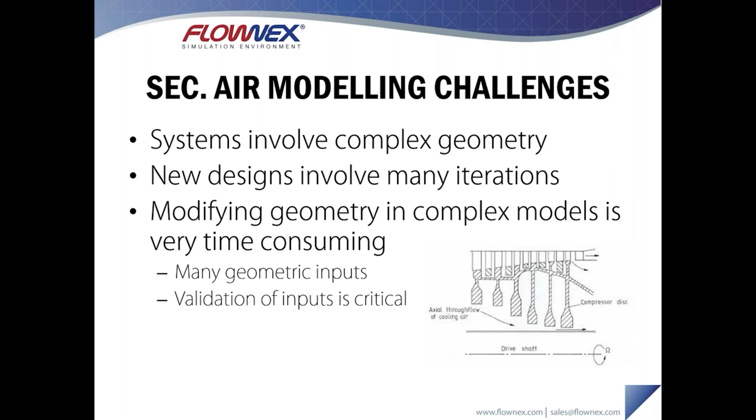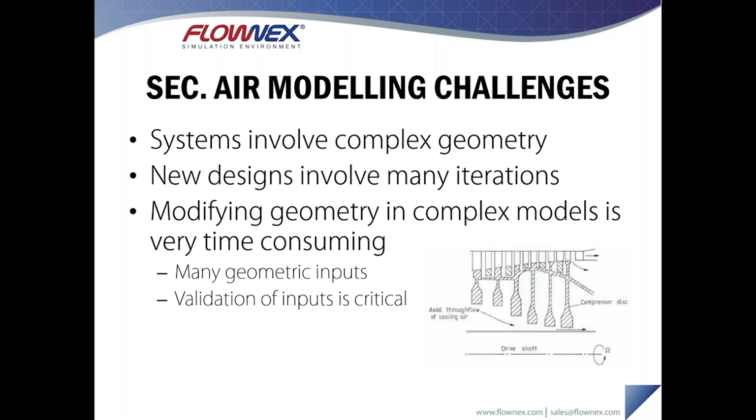But in the design process of these systems, we often see many iterations. One of the benefits of using 1D codes in these simulations is the ability to have very fast solution times and do extensive parametric studies. This results in many updates to the geometry in the simulations and then even more manual work specifying these values. So in general, modifying the geometry in these models is very time consuming. There are lots of inputs.